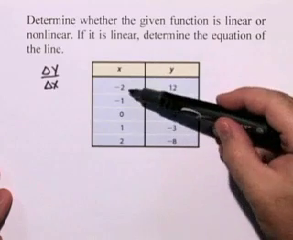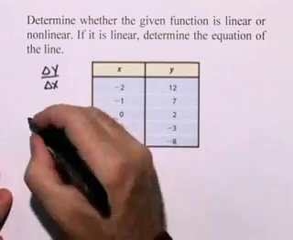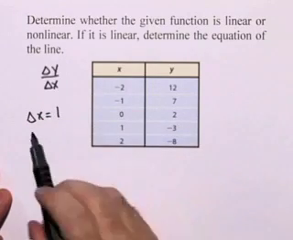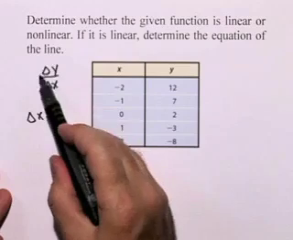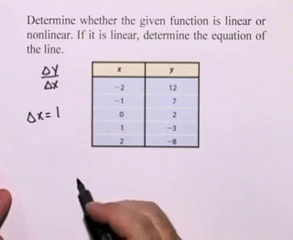If we look at our x values first, we can see that each x increases by 1 unit. So we have delta x is equal to 1. Since this portion is constant, we now turn our focus to the delta y. If that turns out to be constant, then we have a linear function.